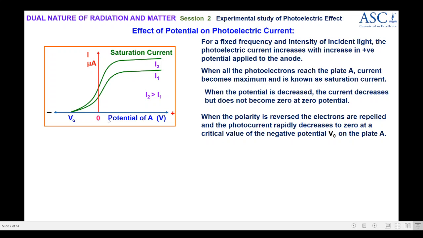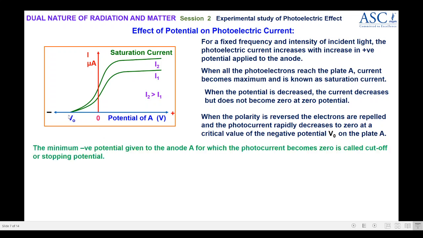Only the most energetic electrons will try to reach the anode, but as you can see in the graph, the photocurrent goes on decreasing with increase in negative potential. When you increase the negative potential, the number of electrons reaching the anode also decreases, which decreases the photocurrent, and finally at one critical value of the negative potential, the photoelectric current becomes zero.